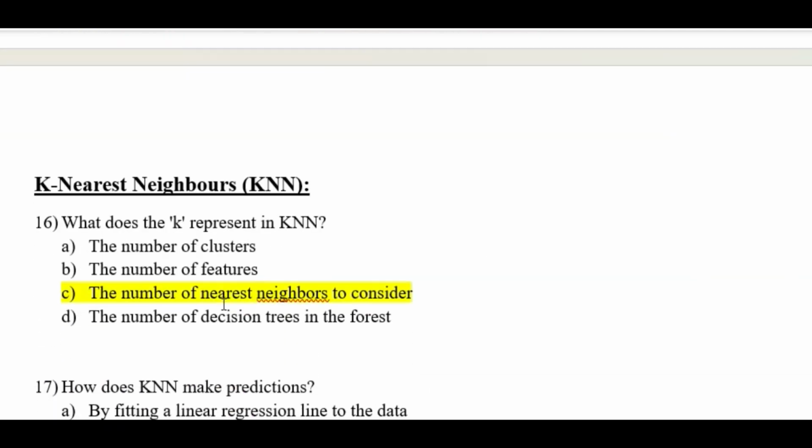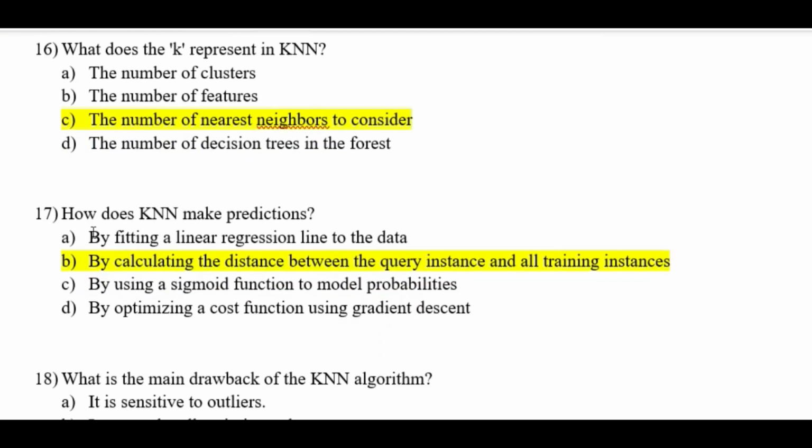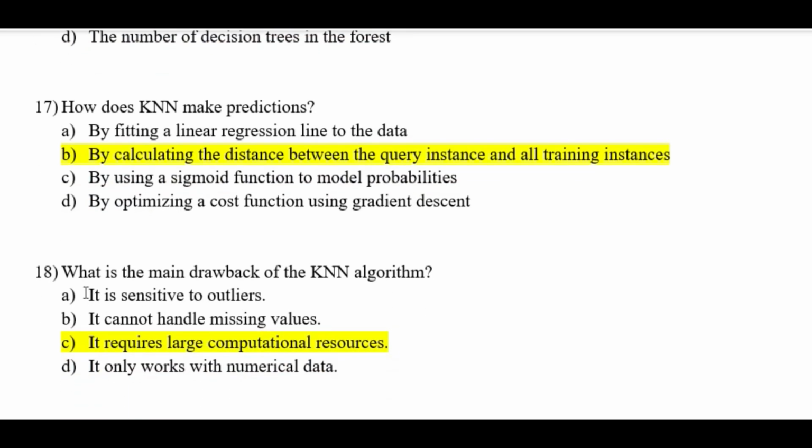K-Nearest Neighbors questions. What does K represent in KNN? It is nothing but the number of nearest neighbors to consider. How does KNN make predictions? By calculating the distance between the query instance and all the training instances. What is the main drawback of the KNN algorithm? It requires large computing resources.